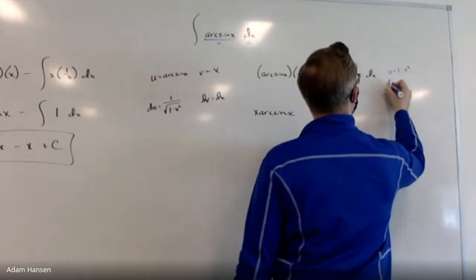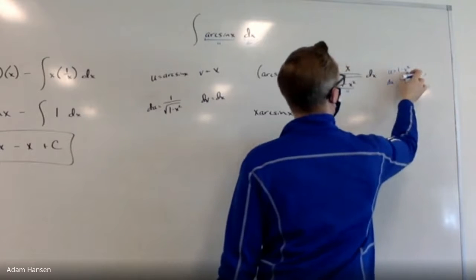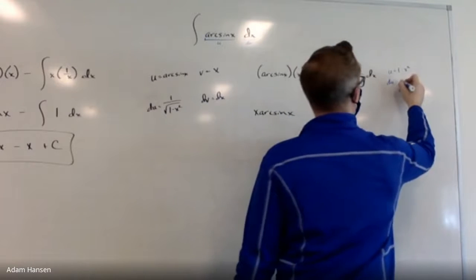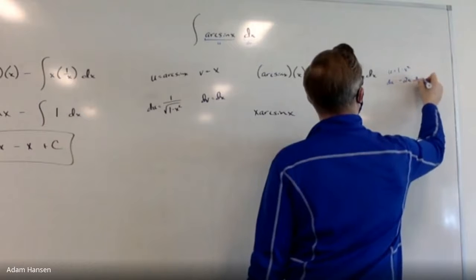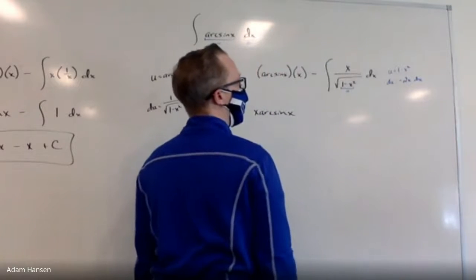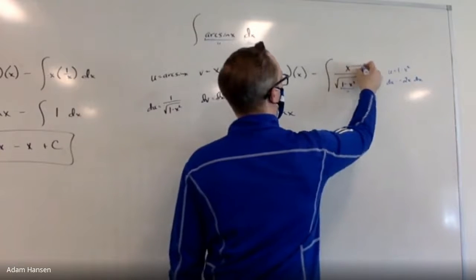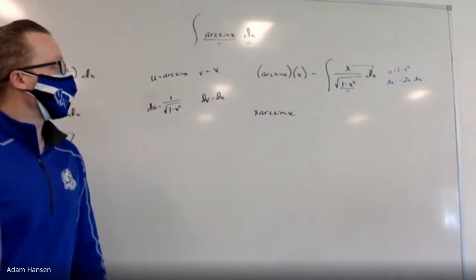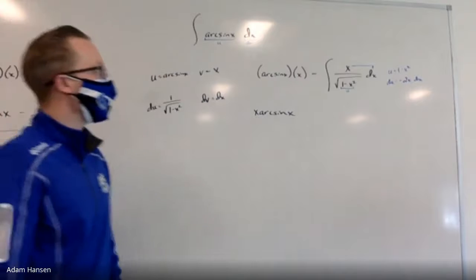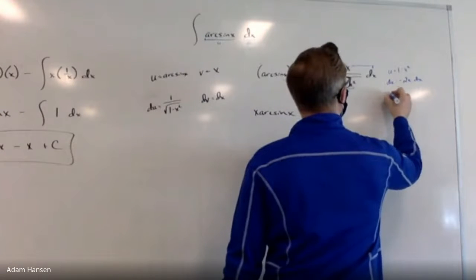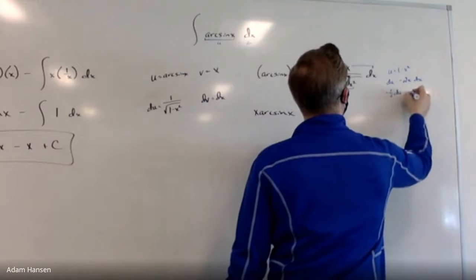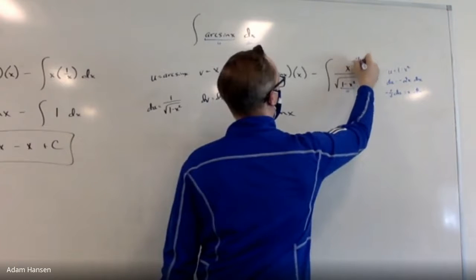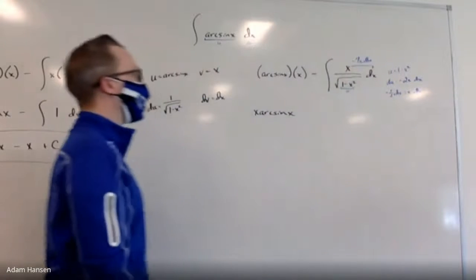Du, the derivative of 1 minus x squared. 1 has a 0 for the derivative. Minus x squared, that derivative is negative 2x dx. That's how we're going to get the x dx from the other part of my antiderivative there, okay? If du equals negative 2x dx, that means that negative 1/2 du equals x dx. I can replace x dx with negative one half du.